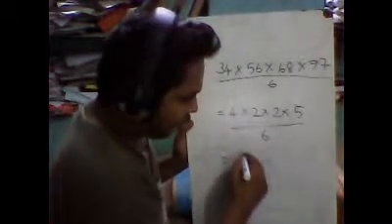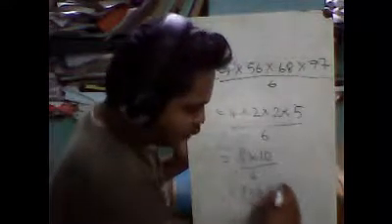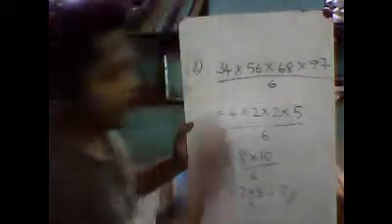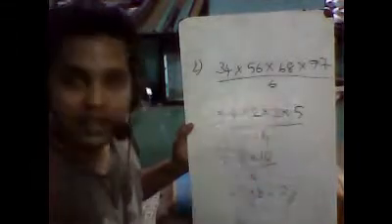Multiply all of this, or simplify it even further: 8 into 10 by 6, or 2 into 4 by 6, which is 2. 2 is the remainder when 34 into 56 into 68 into 77 is divided by 6. Let us look at the third problem.